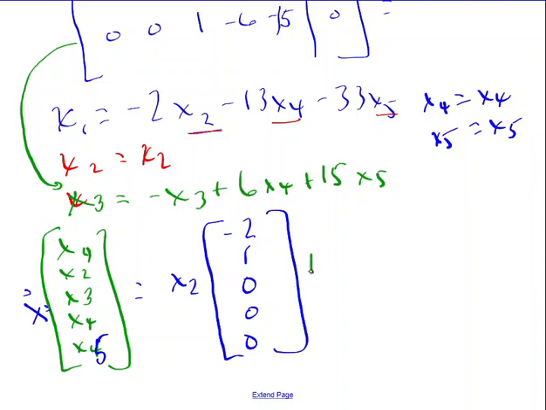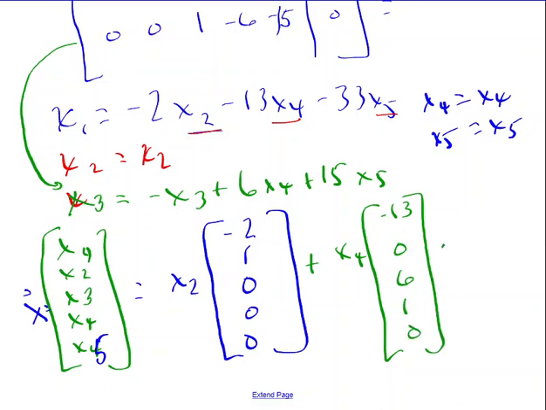Now the second free variable that we have is x4. We have negative 13 of those in terms of x1. x2 doesn't depend upon x1. x3 has 6 of those, 1, and x4 does not depend upon x5. So we are just going to have that.